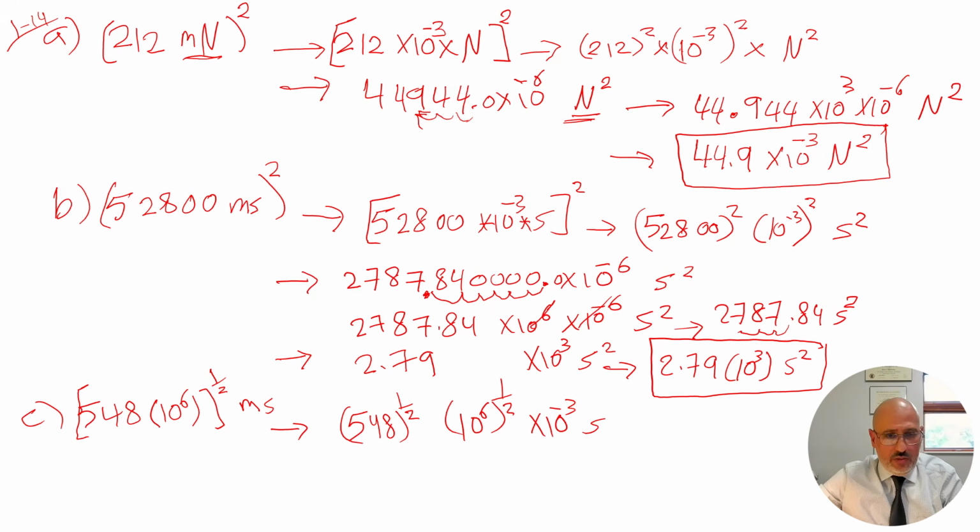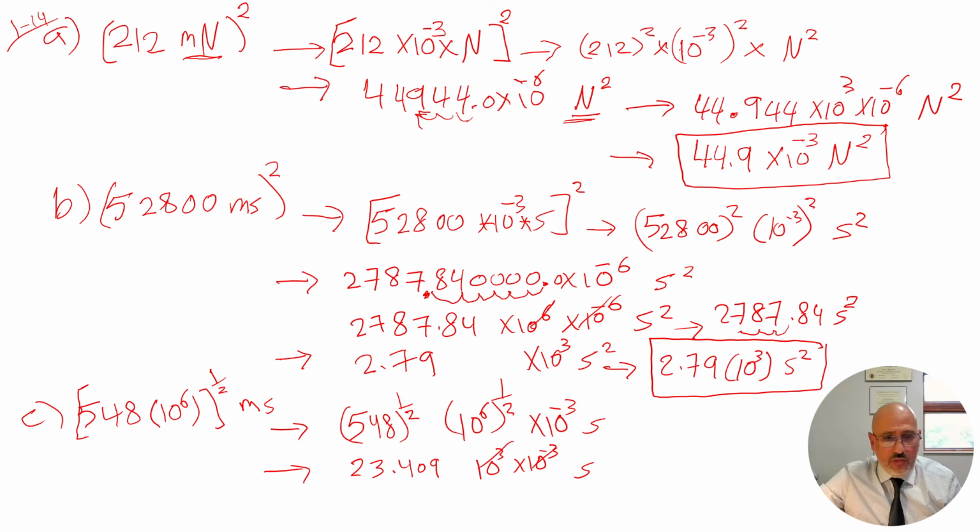You can use your calculator to find the square root of 548, and that's going to be 23.409. 10 to the power 6 raised to a half, which is the square root of it, you can multiply 6 by 1 divided by 2, that's 10 to the power 3. So that's 10 to the power 3 multiplied by 10 to the power minus 3. Yes, don't forget the minus 3. Now these two can cancel because 3 plus minus 3 is 0. And you will end up with 23.409 seconds.